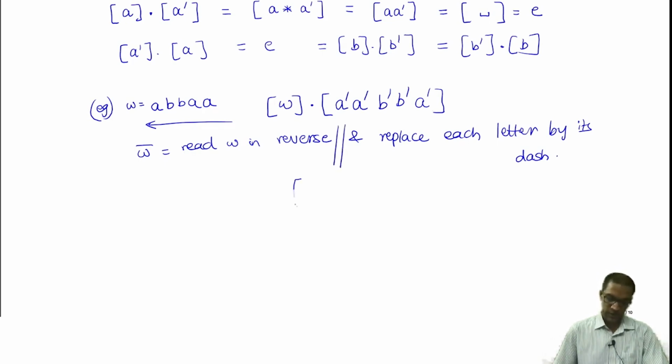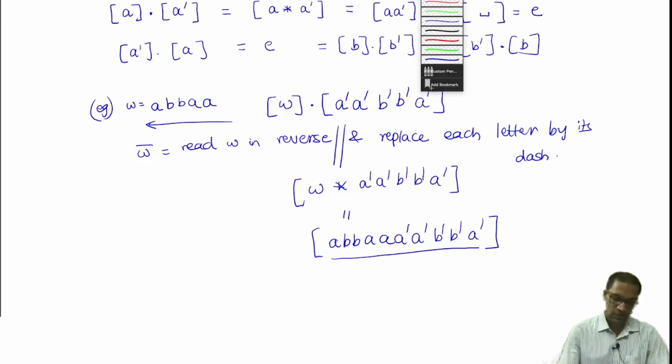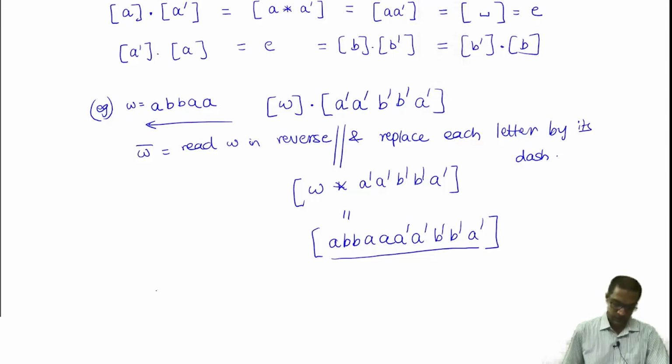By definition, this product is just W concatenated with this new word, A prime, B prime, B prime, A prime, which as we know is A, B, A prime, B prime, A prime. So here's some long word, but I claim that if I keep applying my rewriting rules successively, I can convert this word into the empty word. Okay, so let's just do this right there. So let me write down this word and I'll convert it into the empty word.